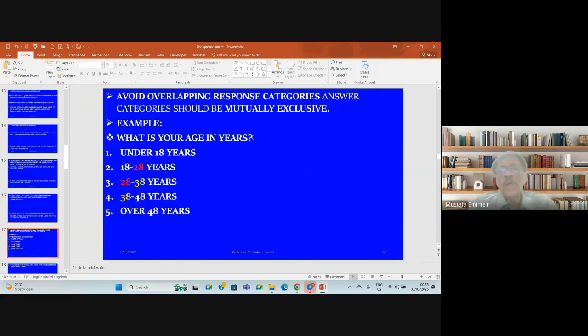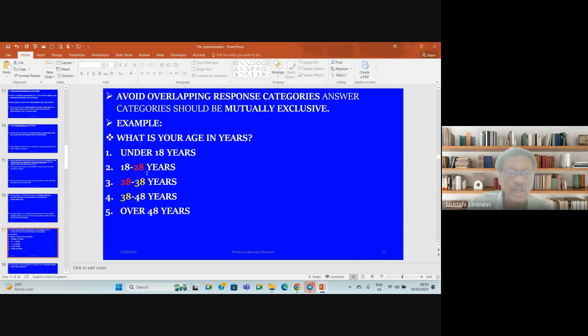Also, we have to avoid overlapping response categories. The answer categories should be mutually exclusive. For example, if you ask what is your age in years, the first option is under 18 years. There will be overlapping if you say 18 to 28 years as the second option, and then 28 to 38 as the third option, 38 to 48, and over 48. Here, in options 2 and 3, there is overlapping. And this will cause confusion.